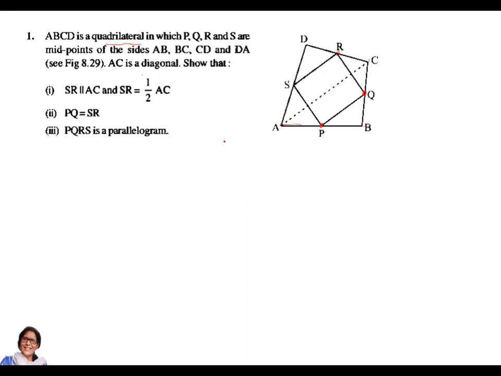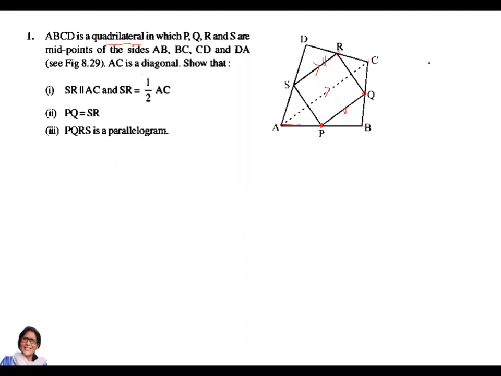You have to show that SR is parallel to AC, SR is equal to half of AC, and PQ is equal to SR. Second part, third part, PQRS is a parallelogram. So many parts are there. You have to go one by one using, of course, the midpoint theorem.